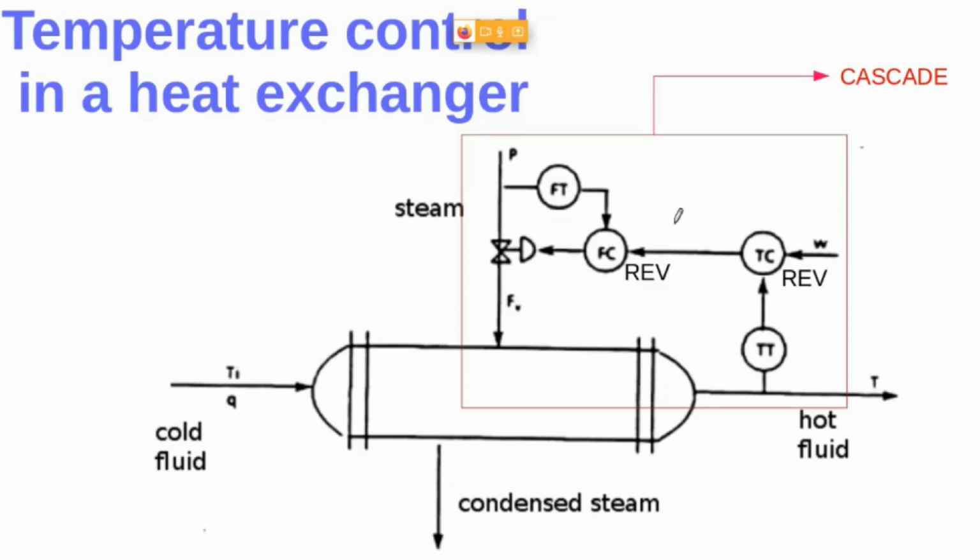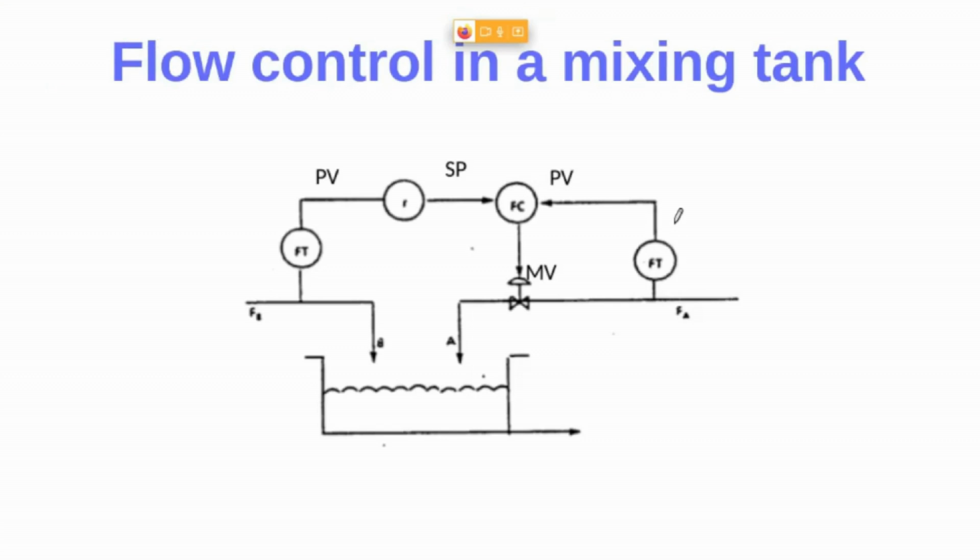Then, on the other hand, we have a flow control in a mixing tank. As you can see here, we have an inflow B and an inflow A, and we measure both inflows here. We have a flow transmitter and a flow transmitter here. As you can see, this is the process variable. Well, if you want, you can say that this is the process variable and this is the measured process variable, right?